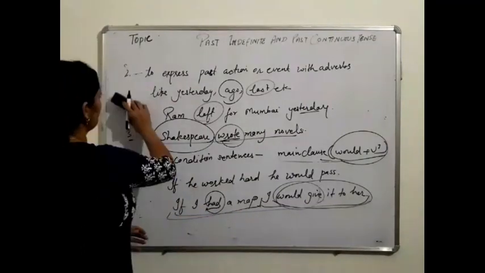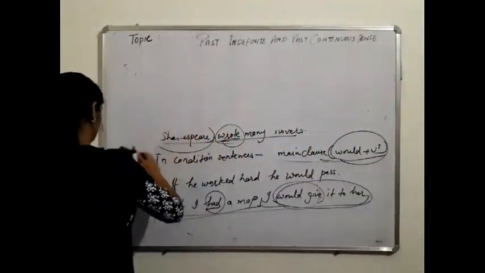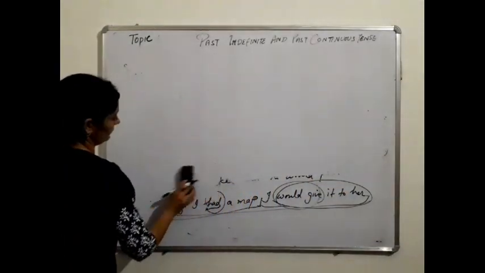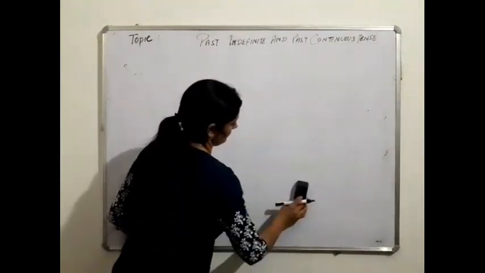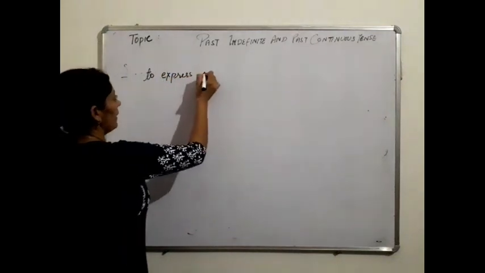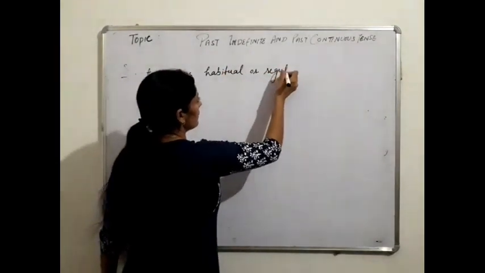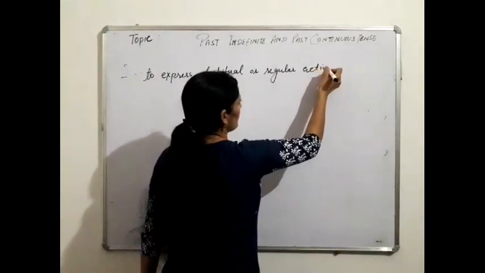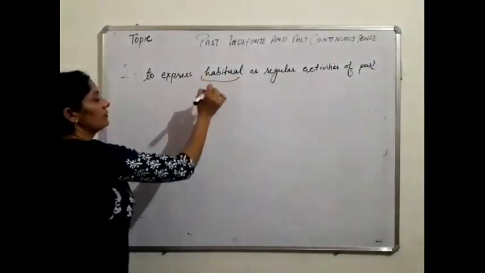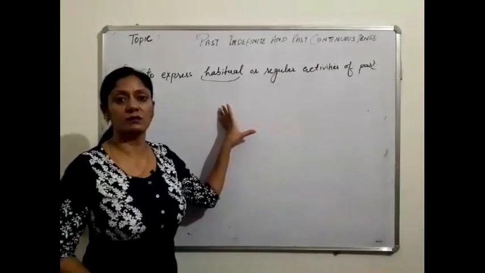Okay. The next one is to express habitual or regular activities of the past. For a habitual action we use present indefinite, but for the habitual action of the past we use past indefinite.